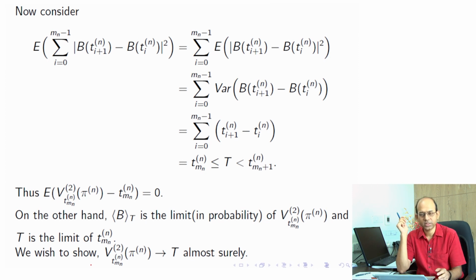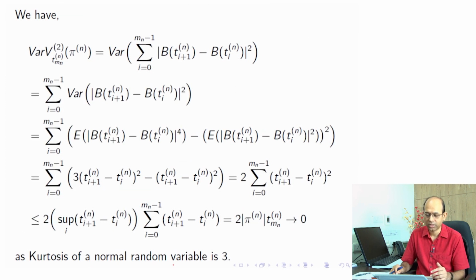Next, to prove this, we need finer results. Just matching expectation is not sufficient. We need to obtain it using some other convergence notion. So here we are taking the notion of L2 convergence. We are considering the variance of this random variable, V_2 of pi_n at t_{m_n}. I am not reading it every time because it is very lengthy, but we understand this is just the left approximation of capital T. So the variance of this random variable is equal to the variance of this.